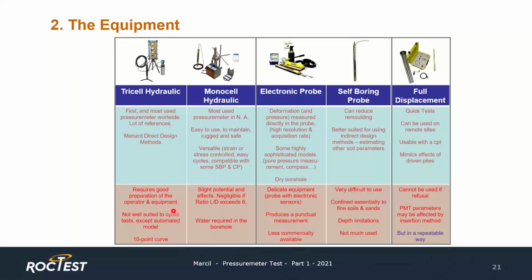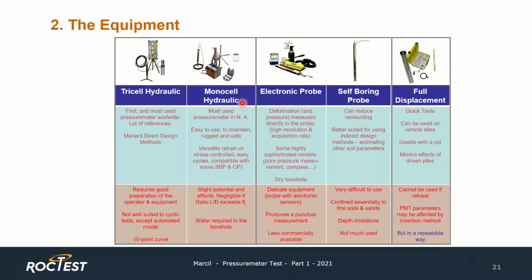Now, the main weaknesses. First, it requires a good preparation of the operator and of the equipment. It is not well suited for cycling tests, except the automated model. And also, the curve is not so well defined. It only has about 10 points.